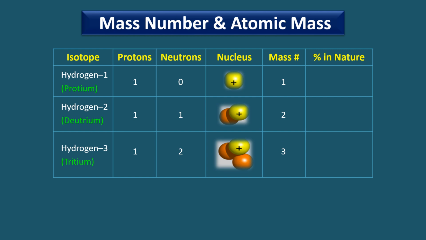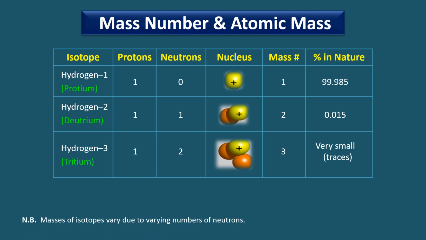Their percentage abundance in nature is very different from one another. More than 99.9% hydrogen consists of its isotope protium. Deuterium is in 0.015%, that is, out of 1 lakh atoms of hydrogen, we have only 15 atoms of deuterium, whereas tritium is in traces. Note that masses of isotopes vary due to varying number of neutrons.